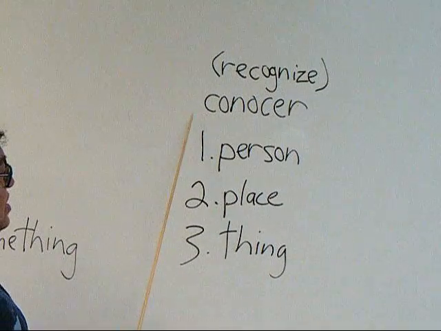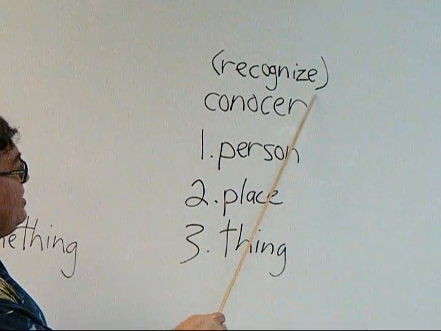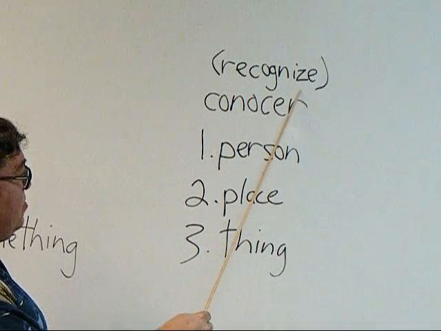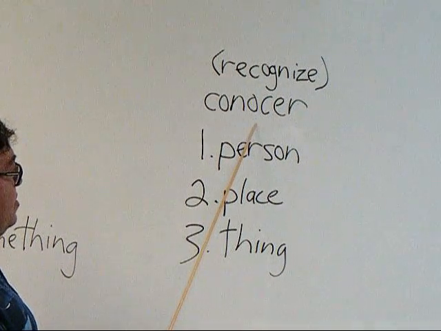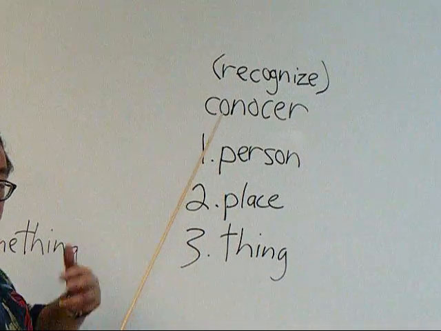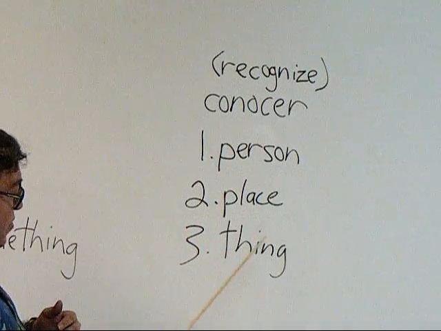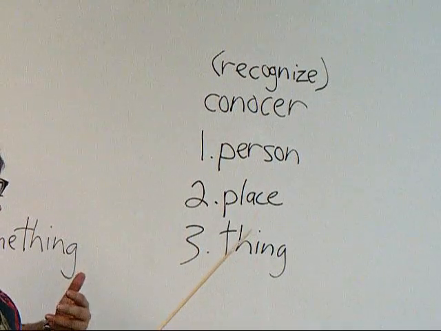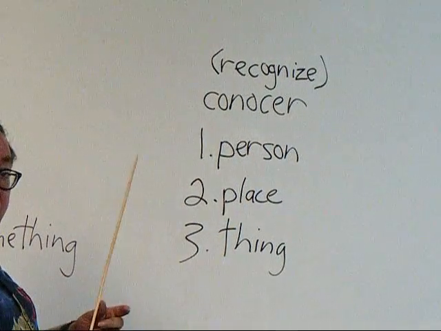Now, with the verb conocer, we have the same root as the verb I have here in English, recognize. The cognize part of recognize is the same root as the C-O-N-O-C part of conocer. And it kind of helps us understand the meaning of the verb. If you can recognize a person, place, or thing, that is, if you're familiar with them enough that you can recognize them, then you would use the conocer verb to talk about that.